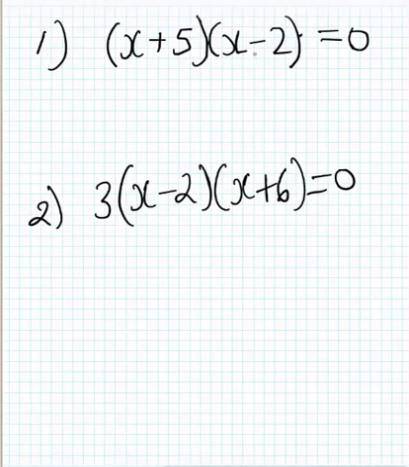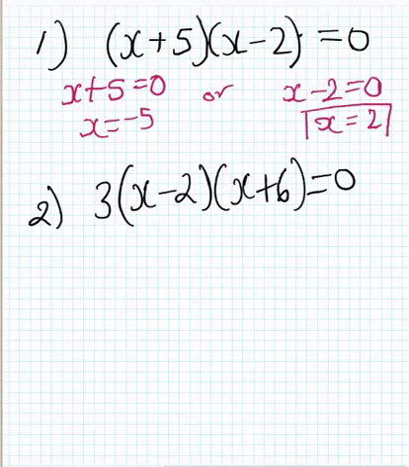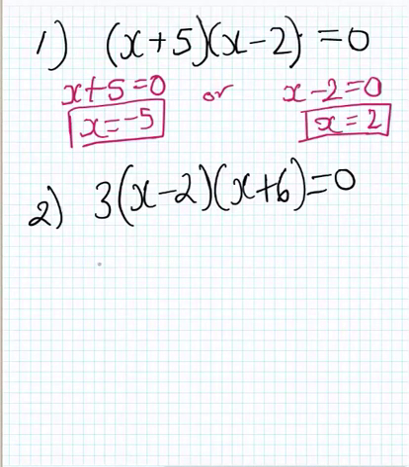And to show working out, using the null factor law, we make both of these equal 0. So x plus 5 will equal 0. And we also have x minus 2 to equal 0. We minus 5 on both sides, so x will equal minus 5. And x will equal positive 2. And they are our two x-intercepts our parabola will be passing through. And we're done.